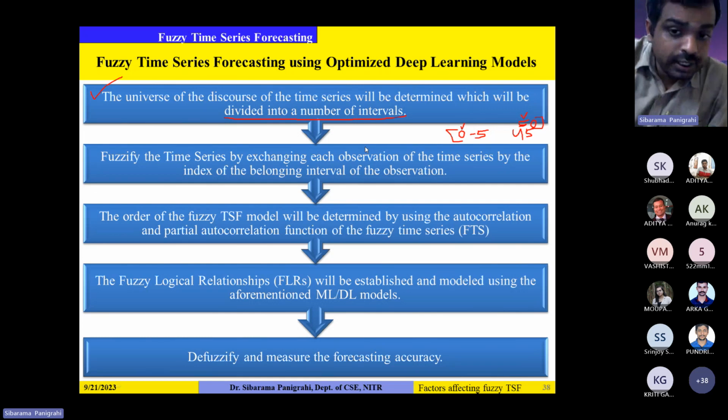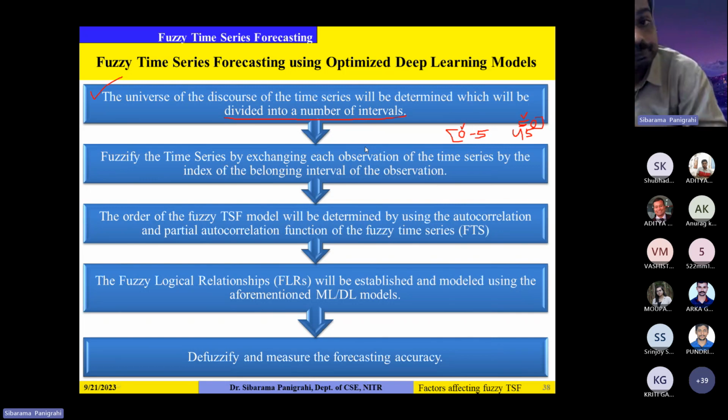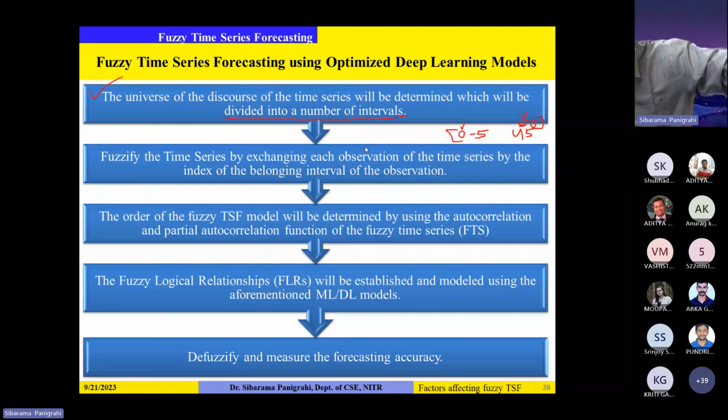But what the researchers have done is, why take equal length intervals? Let us take variable length intervals. Variable length intervals means 0 to 15, very low temperature. 15 to 20, low temperature. 20 to 27 medium temperature, 27 to 35 high temperature, right? So you can divide the universe of discourse into equal length intervals or variable length intervals.